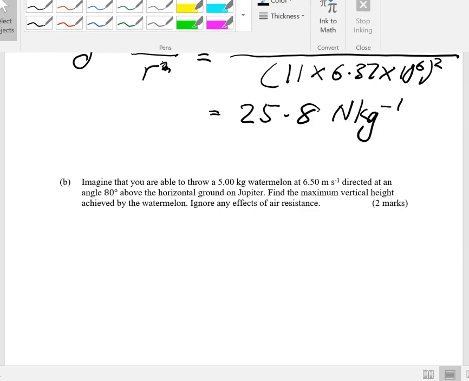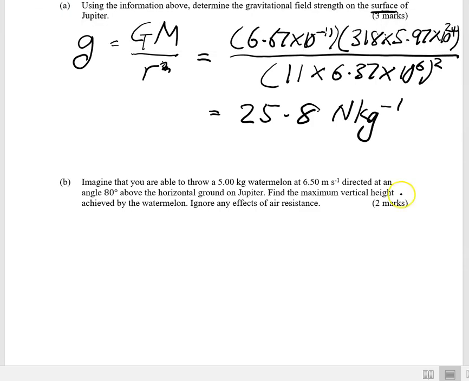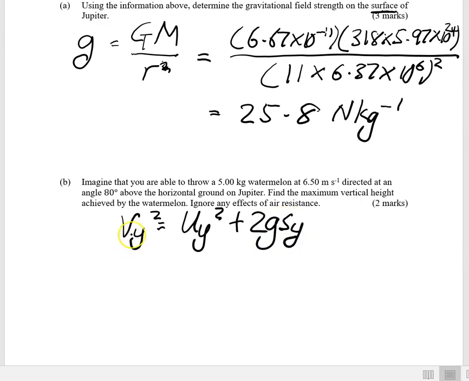Ignore any effect of air resistance. Now in this case, it's a projectile, so how do you find the maximum height? Usually this is the best formula, and we will use this. At the maximum height, your Vy shall be 0. The vertical velocity is always 0, so 0 squared. Your Uy is 6.5 sine of 80.